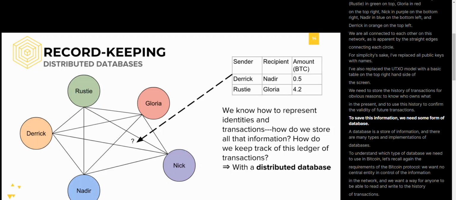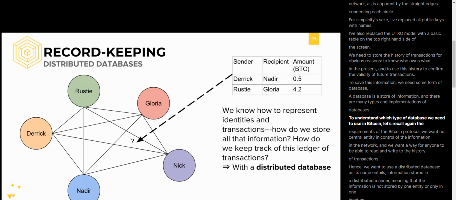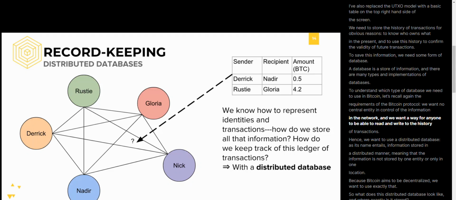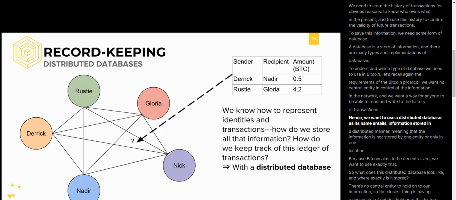To save this information, we need some form of database. A database is a store of information, and there are many types and implementations of databases. To understand which type of database we need to use in Bitcoin, let's recall again the requirements of the Bitcoin protocol. We want no central entity in control of the information in the network, and we want a way for anyone to be able to read and write to the history of transactions. Hence, we want to use a distributed database.